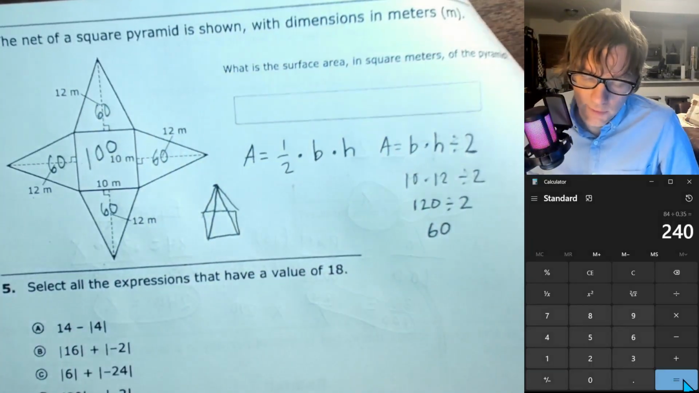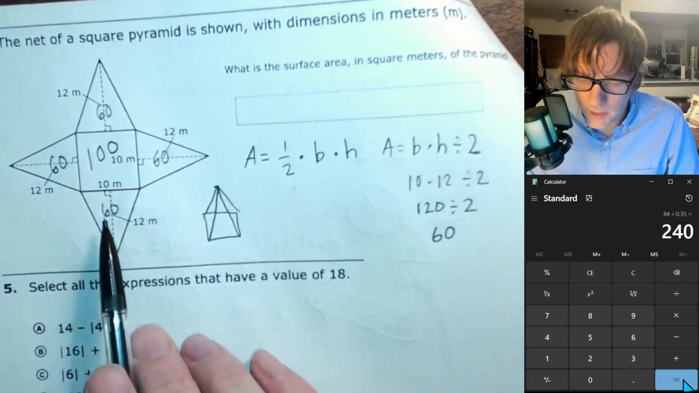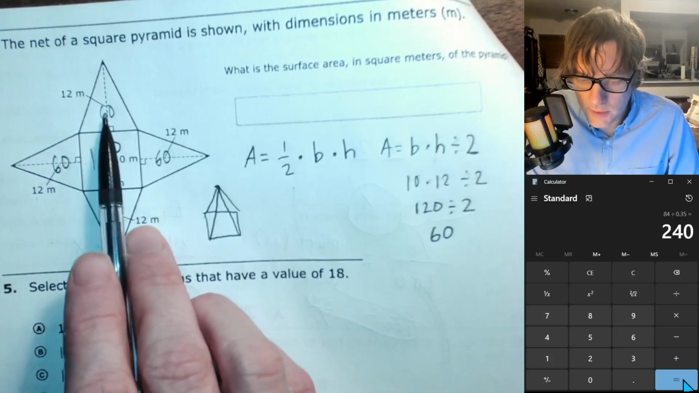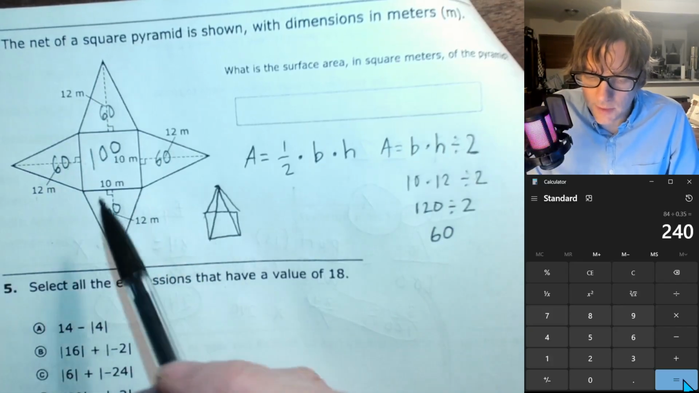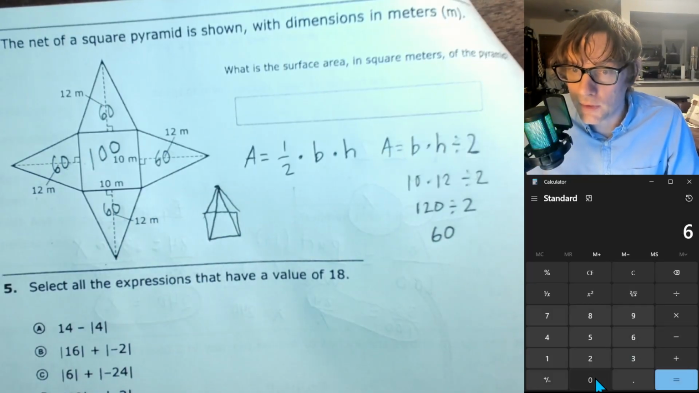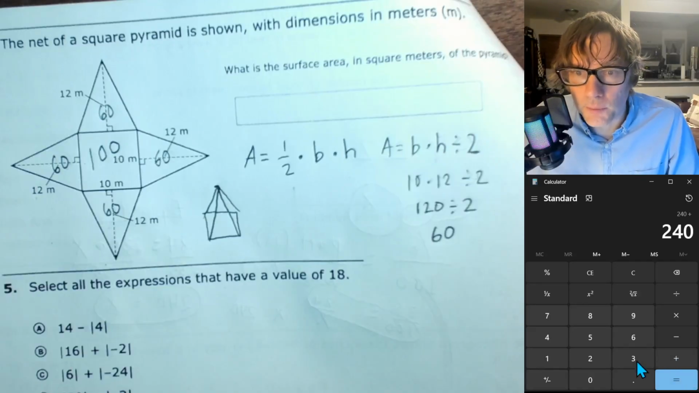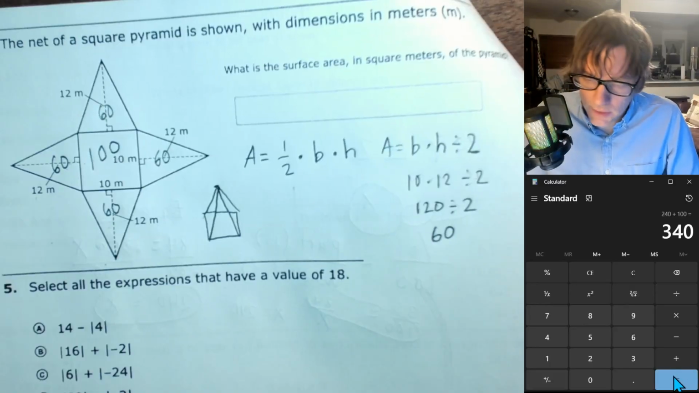So now since I have all the areas for all my shapes, now I can add them all up. I've got 100 plus 60, 60, 60, and 60. So when I add that up on the calculator, well, let's start with the 60s. There's 4 triangles, so let's just multiply it by 4 times 4. And you get 240, and then I add the 100. And 340 is the final answer.